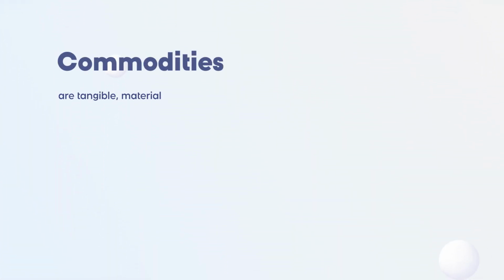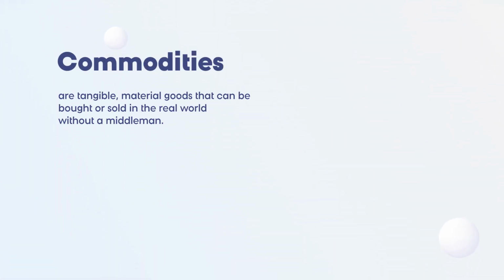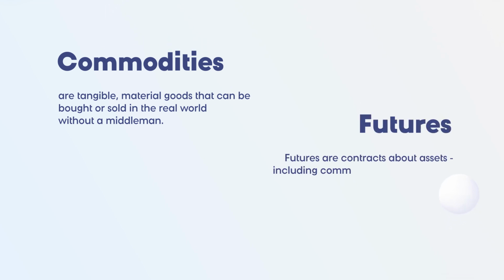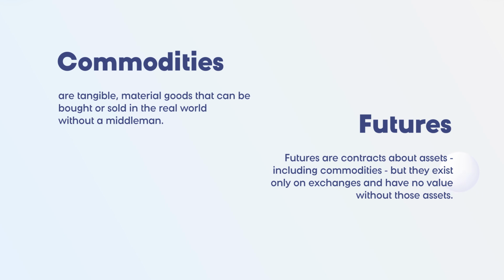Commodities are tangible, material goods that can be bought or sold in the real world without a middleman. Futures are contracts about assets, including commodities, but they exist only on exchanges and have no value without those assets. To make it more clear, think of commodities and futures as two sets that are partially intersected. In this intersection, you'll find commodity futures, but the sets themselves are two different concepts.